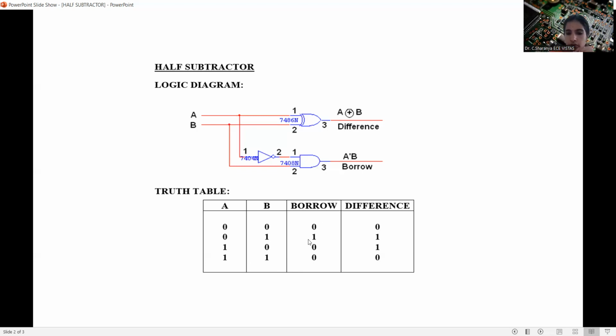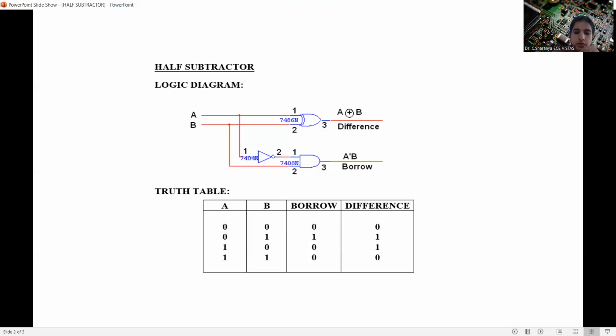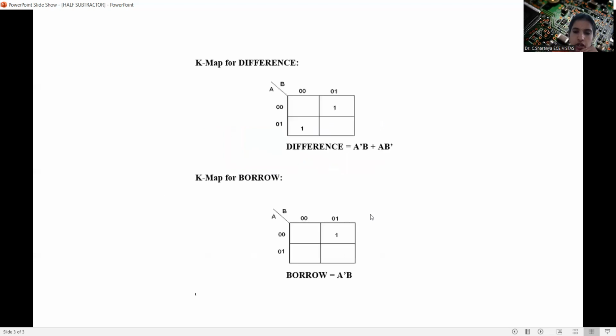The next step after filling up the truth table is going for the K-map. Here we are going to have a two variable K-map because we have only two variables in the input, A and B, and the number of K-maps is going to be 2 because we have only two outputs, which are borrow and difference. So we will be having a separate K-map for borrow and a separate K-map for difference. First, going with the difference K-map.